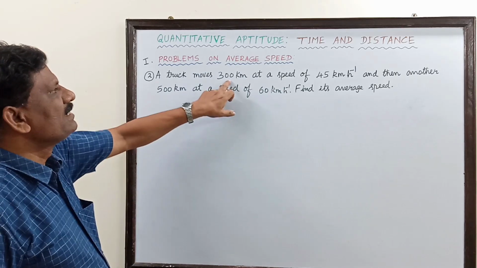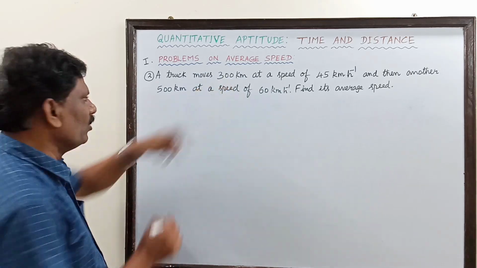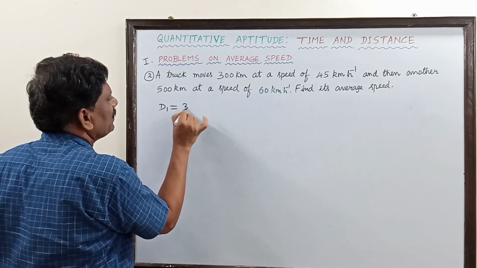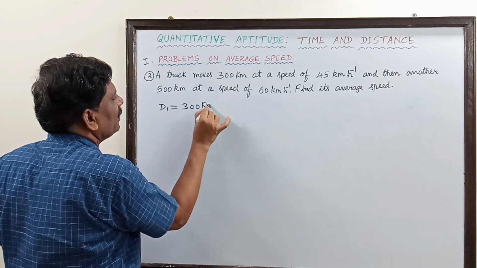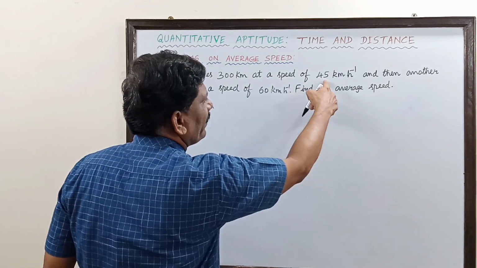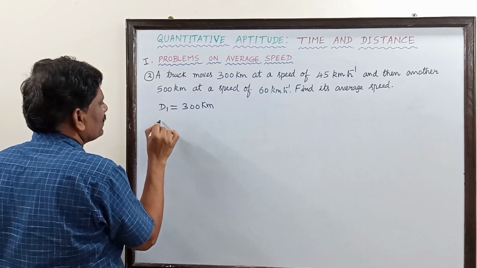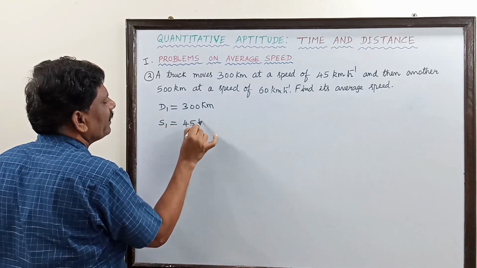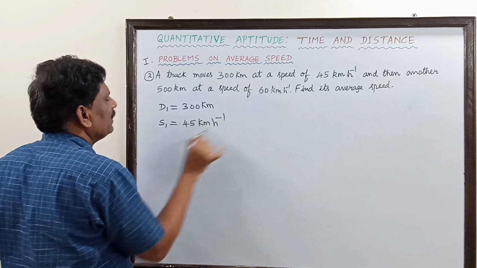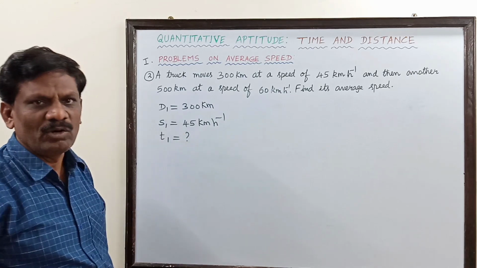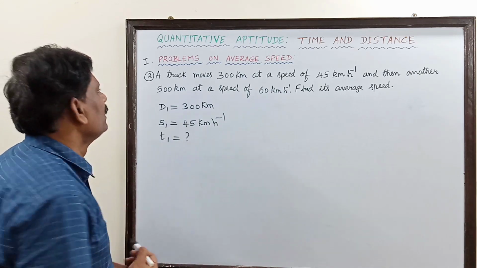Now how much distance initially it is moving is 300 km. So the distance d1 is equal to 300 km, with a speed of 45 km per hour. So the speed s1 is equal to 45 km per hour. Now the time t1 has to be determined. In how much time they have not given, okay?